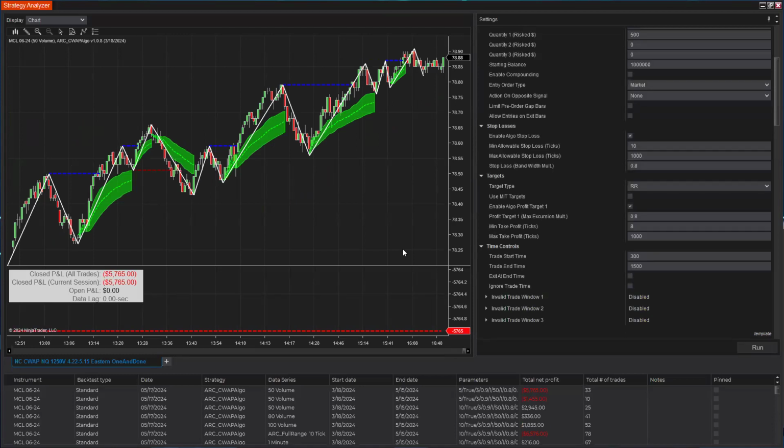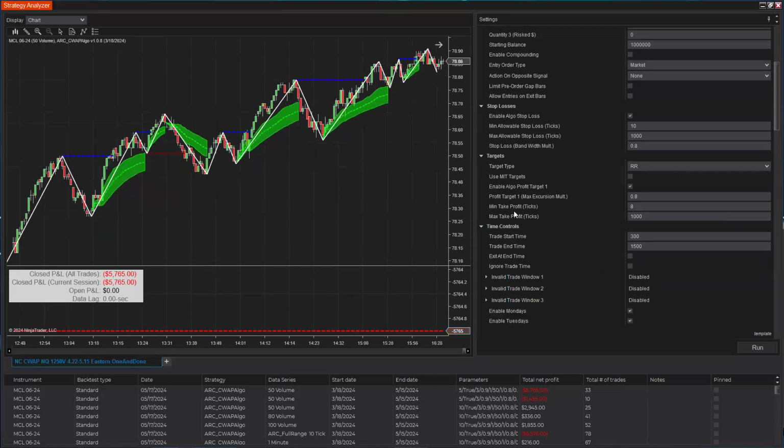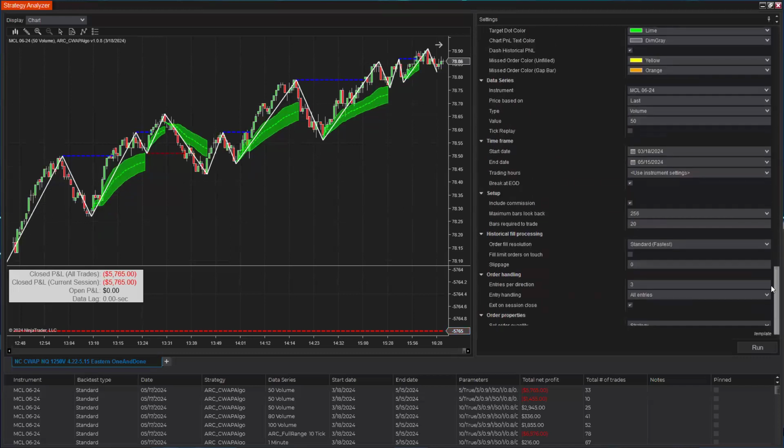33 versus 25. So we do have more trades, but let's go back up on the volume. I don't like that. Let's go to 80.